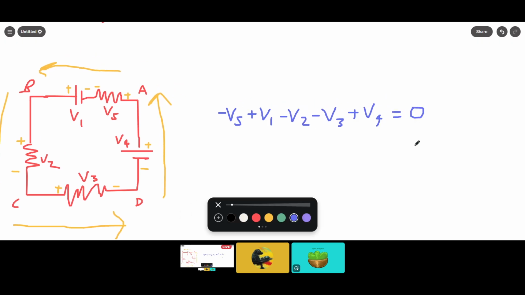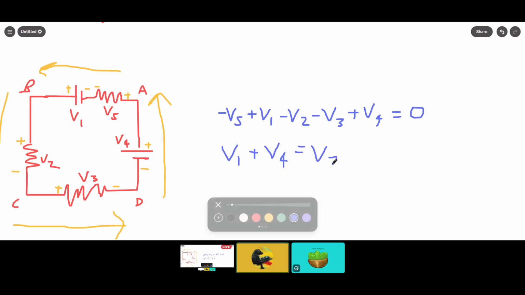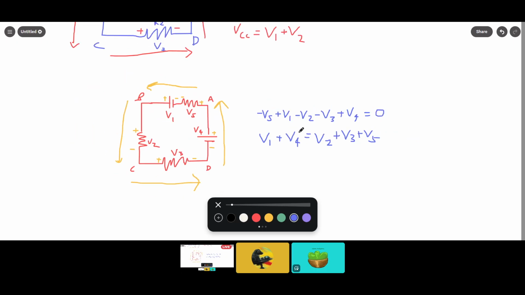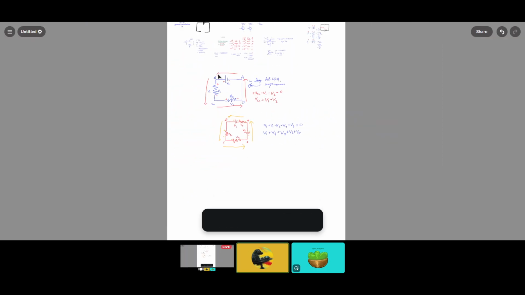If you have this expression right now, then you are correct. We can rearrange this equation to make a little bit more sense: V1 plus V4 is equal to V2 plus V3 plus V5. What this is saying is these two batteries are providing voltage for all of these, and it's getting eaten up, nom nom nom. So that is KVL.